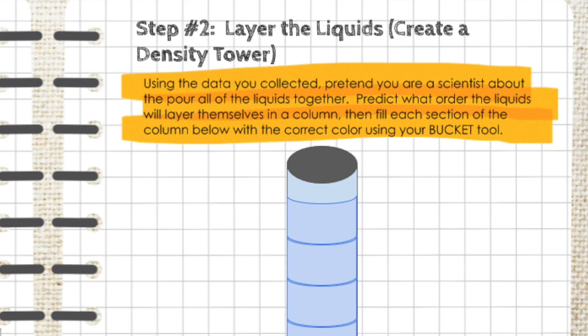Now you're going to layer the liquids, or at least you're going to pretend to layer the liquids. So using the data you collected, pretend you're a scientist about to pour all of the liquids together in a large graduated cylinder. Predict what order the liquids will layer themselves if they're poured into this cylinder.